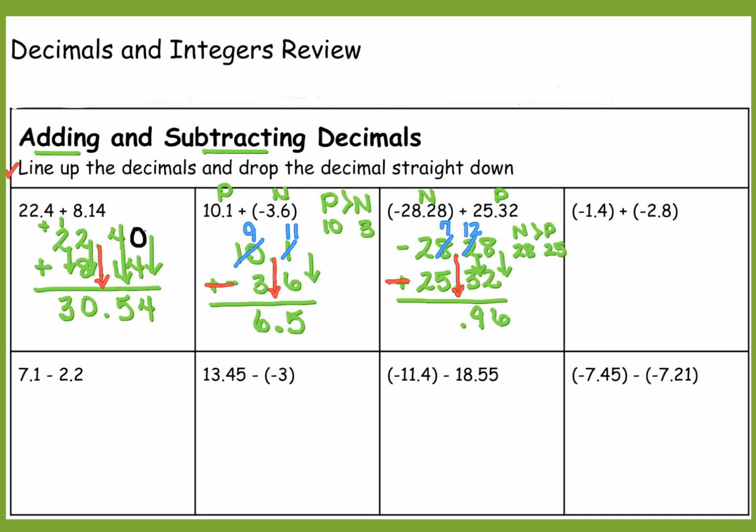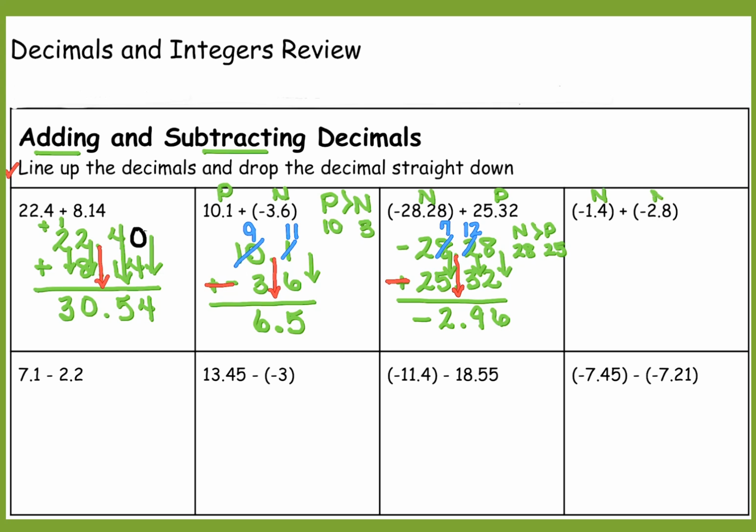7 minus 5 is 2. And 2 minus 2 is 0. So don't forget on this problem, our answer is going to be negative. So negative 28 and 28 hundredths plus 25 and 32 hundredths still gives us a negative value of 2 and 96 hundredths. Do not forget that even though we're dealing with decimals, we still have to pay attention to the negatives and positives.